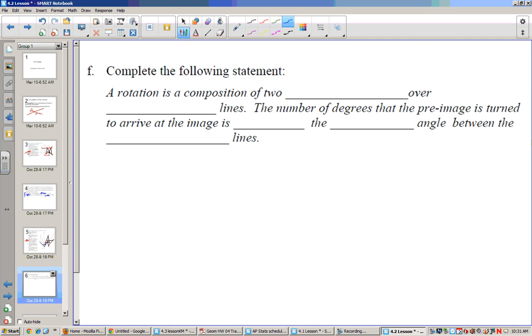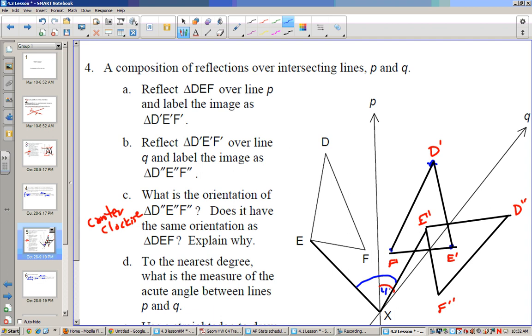A rotation is a composition of two reflections over intersecting lines. The number of degrees that the preimage is turned to arrive at the image is twice the acute angle that's between the two intersecting lines. So most people, I think, got this to be somewhere around 40 and this to be somewhere around 80 degrees.